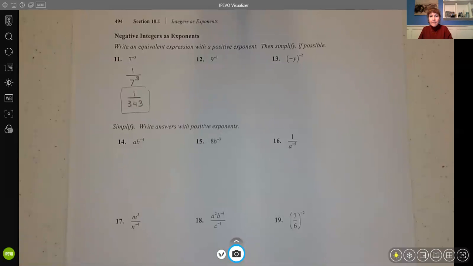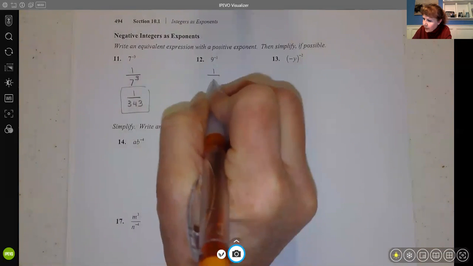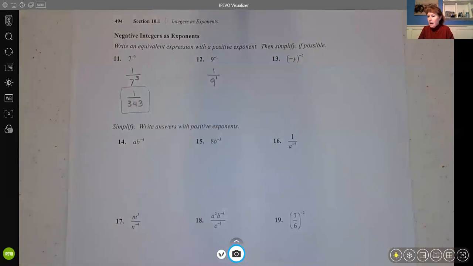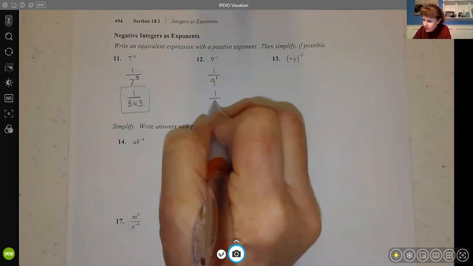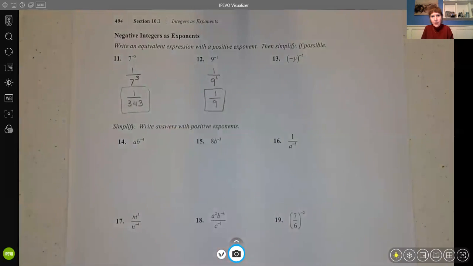Let's look at this one. This one isn't quite as bad. We're going to have 9 to the negative 1. So that negative exponent will change the position. If it's in the numerator, it goes to the denominator. If it's in the denominator, it comes up to the numerator. So in this case, this will be 1 over 9 to the first. Just to save yourself some time, you don't need that positive 1. Simplifying it further, 1/9. So when you do change its position, the negative disappears. So don't forget that.